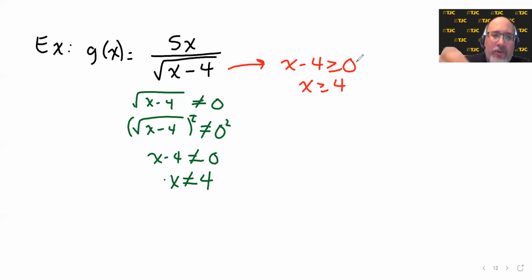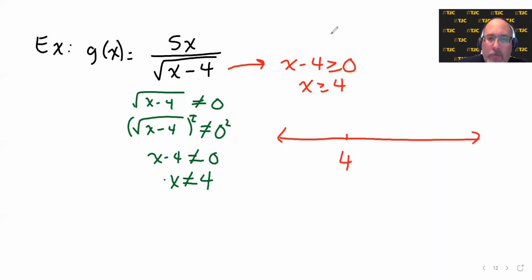Well, if we were to try to draw the number line, it would go something like this. Greater than or equal to 4 would look like this. Here's 4. We'll shade in at 4 because of the greater than or equal to. And then we'll shade in to the right. And that's the domain that we get from the red stuff, x is greater than or equal to 4. But now I have to remember that this means x is not equal to 4.